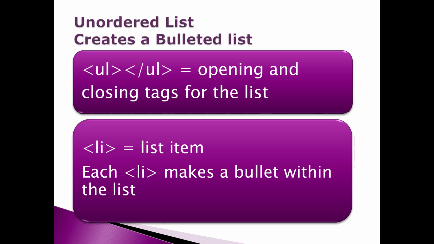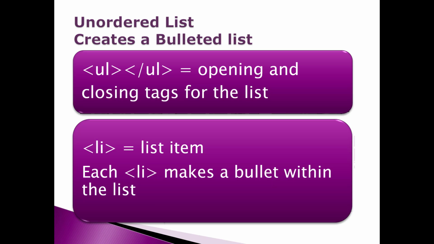One is unordered, UL, U for unordered, L for list, and that's going to make a bulleted list because it doesn't matter what order they're in. They're in any order. It's just a bulleted list. So notice we have a UL and a /UL, and that's the opening and closing tags. And that just tells the web browser that a list is coming in.